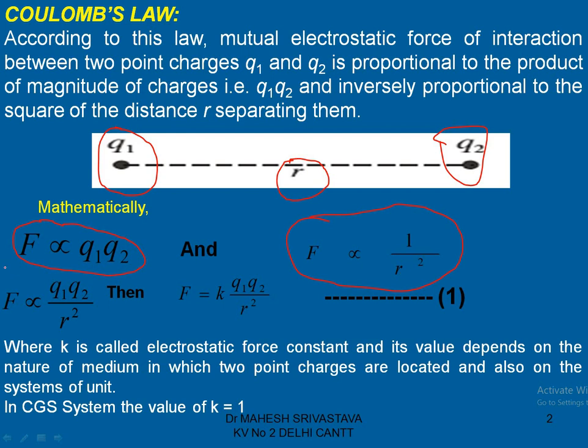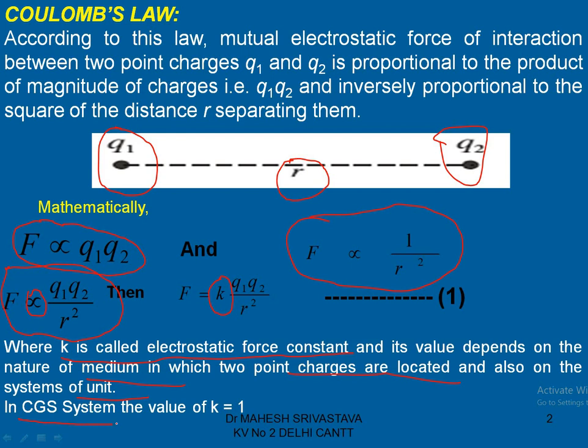When we combine these two equations, then what we will get? F directly proportional to Q1 Q2 upon r square. For omitting this proportionality sign, we require a constant, and that constant is represented by small k. This small k is called the electrostatic force constant, and its value depends on the nature of the medium in which the two point charges are located or placed, and also on the system of units.